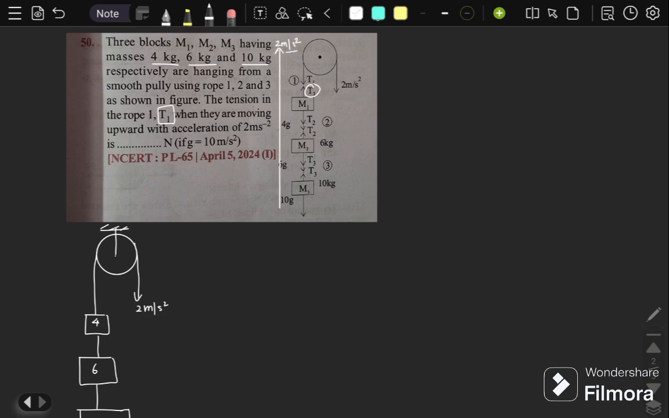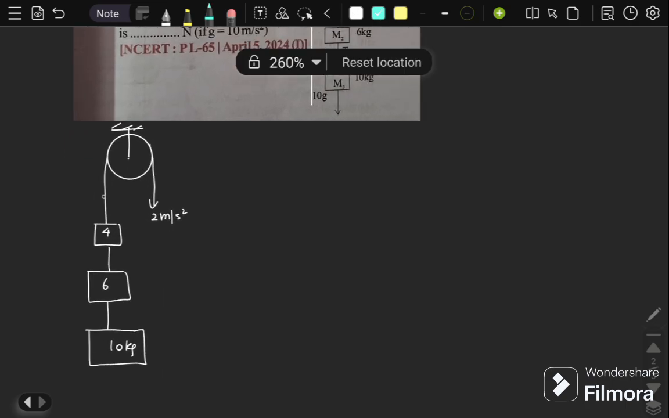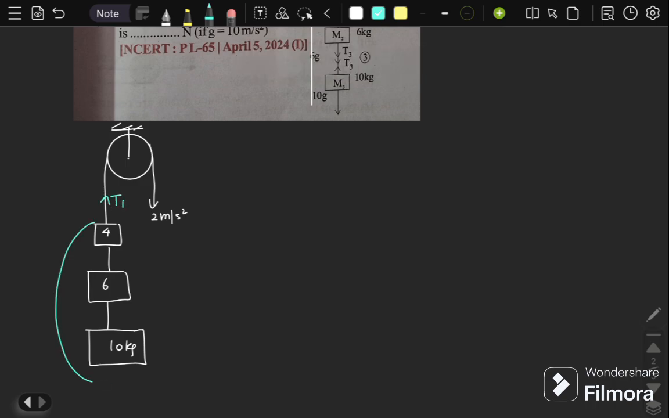This is the motion of all the blocks. The easy way to do this question is by considering that this is the tension T1, and all of these blocks form one single block of mass 10 plus 6 plus 4, which will be 20 kg. If I consider these 3 blocks as one system, due to the weight, 20 g will be acting downward, and upwards will be T1.